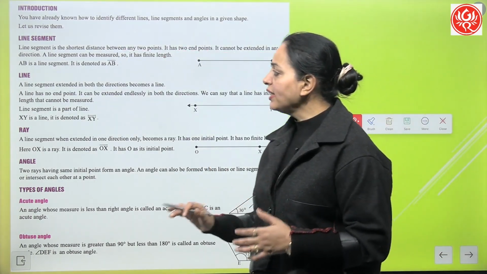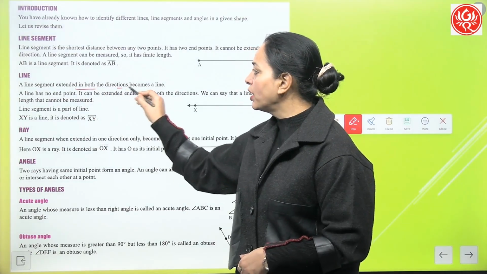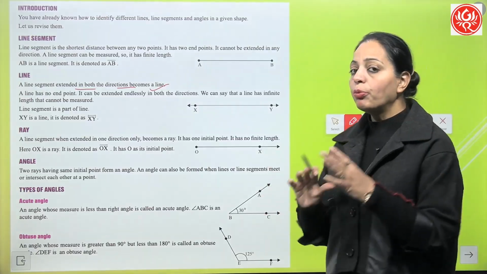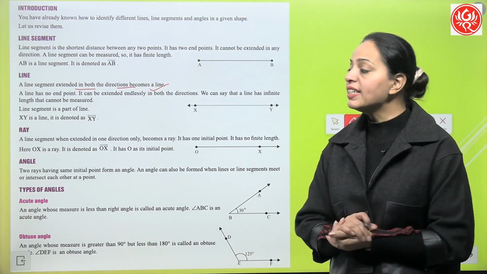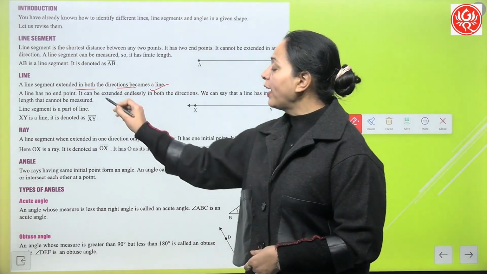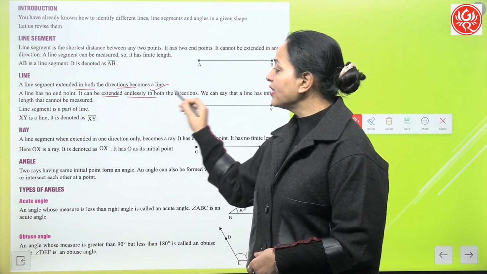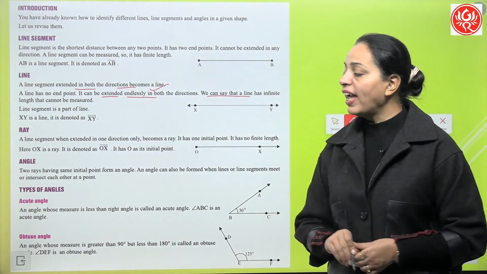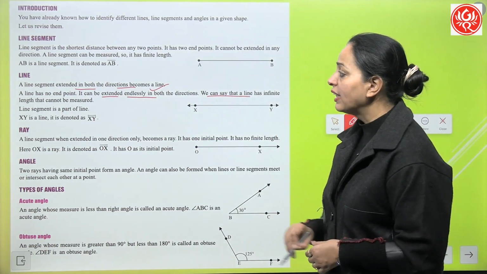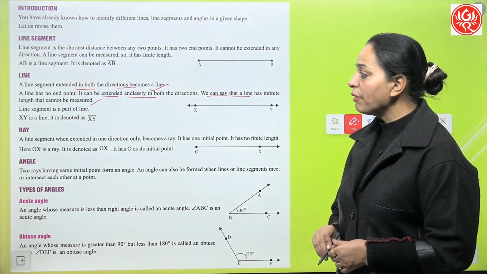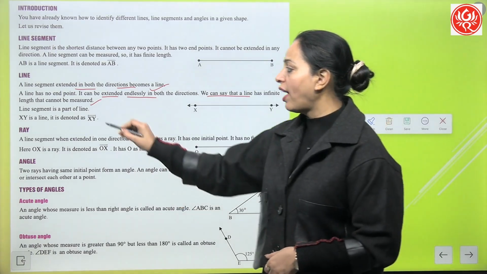Now the next is line. Line means a line segment extended in both the directions becomes a line. We can extend a line in both directions. A line has no end point. It can be extended endlessly in both the directions. We can say that a line has infinite length that cannot be measured. Line segment is a part of a line.